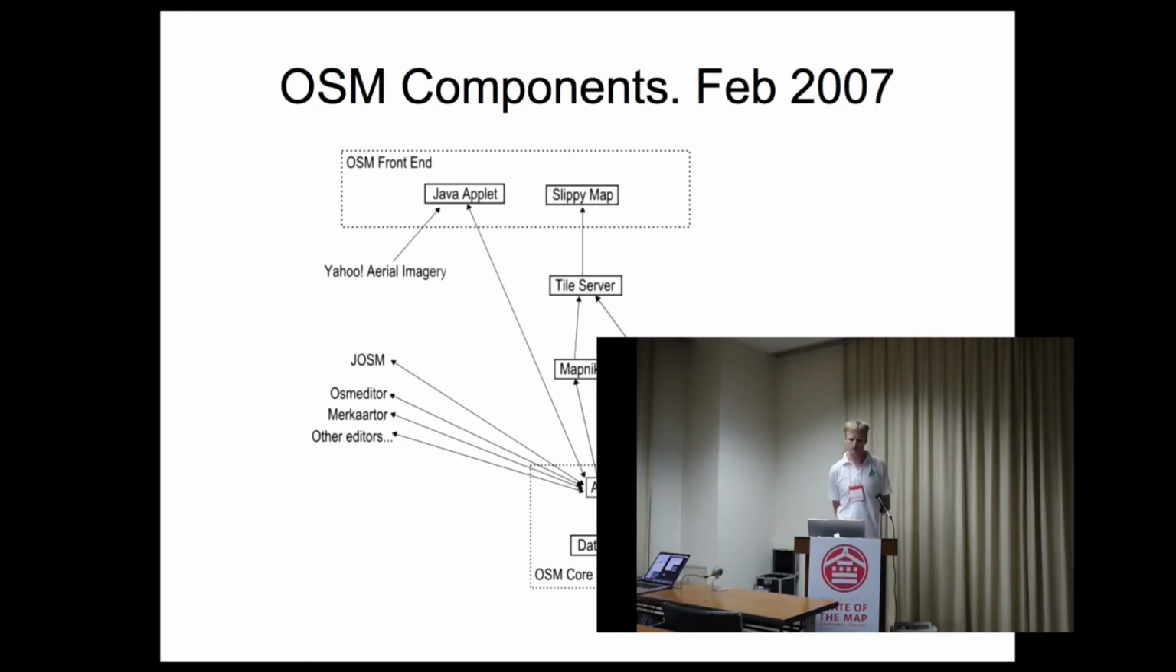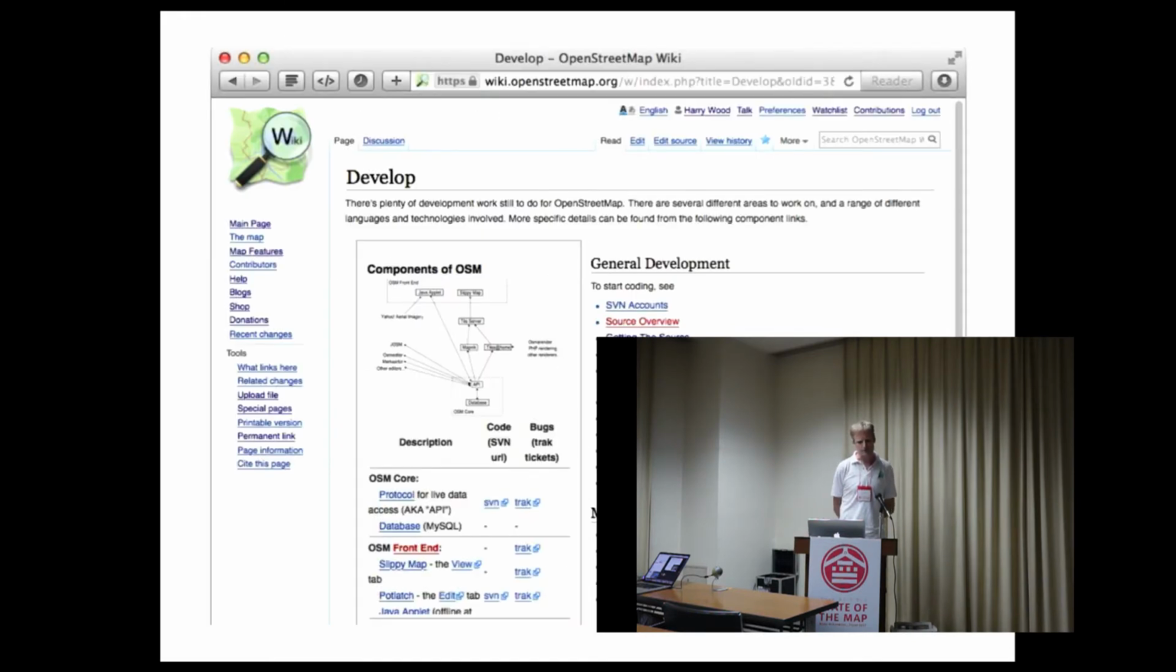Actually, one of my early contributions to OpenStreetMap, besides editing the text of the wiki, was to come up with this OSM Components diagram. So this was to help developers understand what's going on with various pieces of technology that people are talking about in OpenStreetMap. You may recognize it better if I show it like this. So we used to have a develop page on the wiki, and the component diagram was set in there as a little illustration.